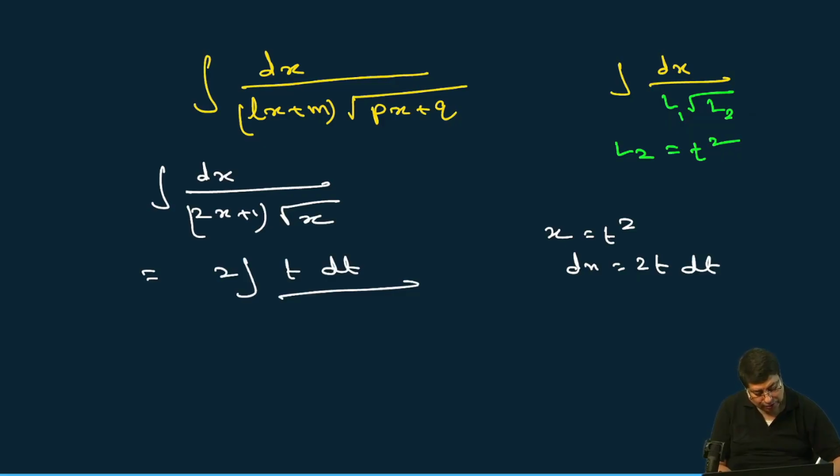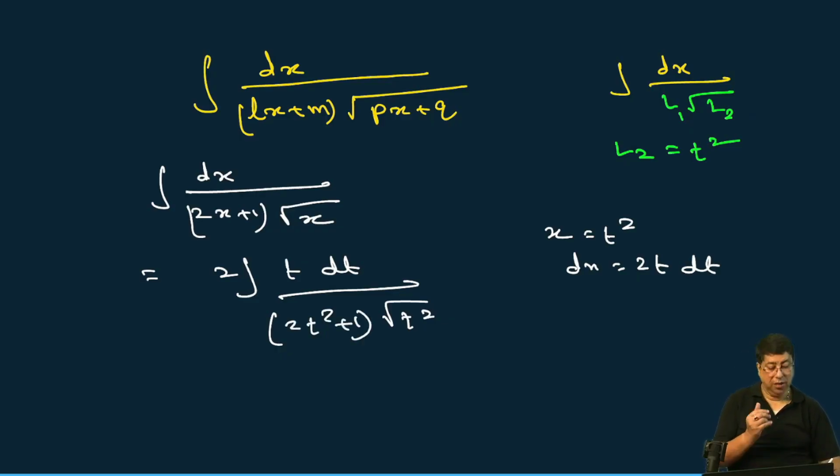And x is root over of t square, and 2t square plus 1. So root over of t square means t. So this is getting cancelled. And we are getting here 2, and that 2 is outside.